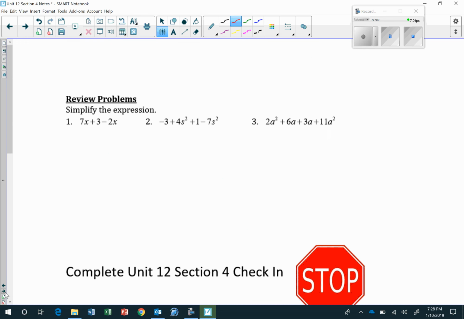And then if you look at the last page, there's some review problems for here. You're simplifying expressions. Okay, remember, they have to be common terms to put them together. So do those, show those along with the rest of your notes to your teacher before you take the Unit 12 Section 4 check-in.